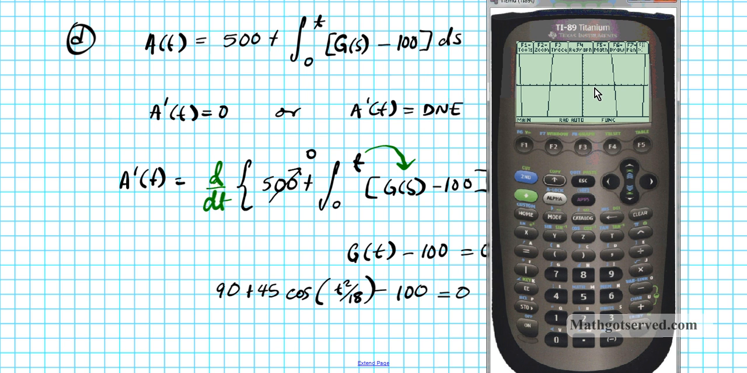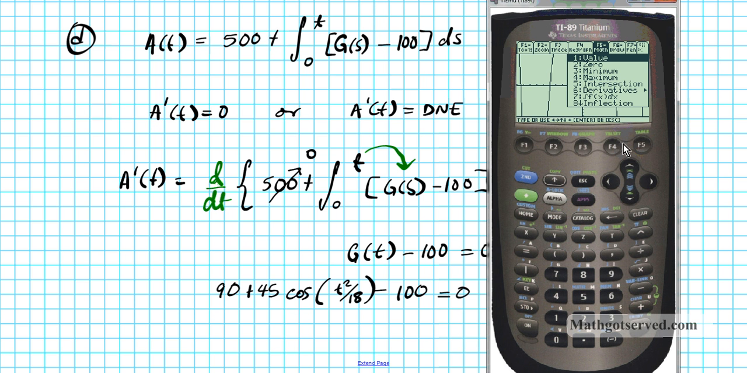All right, so let's see. This is 1, 2, 3, 4, 5, 6, 7, 8. So this is the only zero that's in the domain of the problem, between 0 and 8. So let's go ahead and find out what that is. We're going to use F5, and we're going to use the zero option.